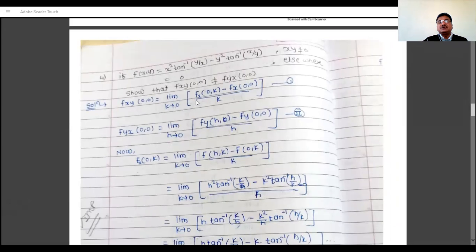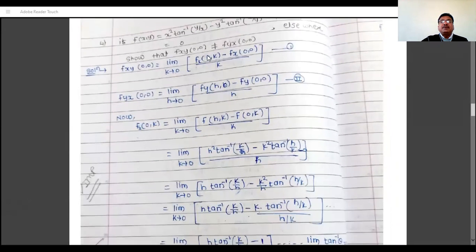So limit k tends to 0, fx(0,k) minus fx(0,0) divided by k. That is, substitute a and b as 0, 0. And then find this fx(0,k), fx(0,0). Okay. And fyx(0,0) is what? The derivative of fy with respect to x is limit h tends to 0, fy(h,0) minus fy(0,0) divided by h. Okay.